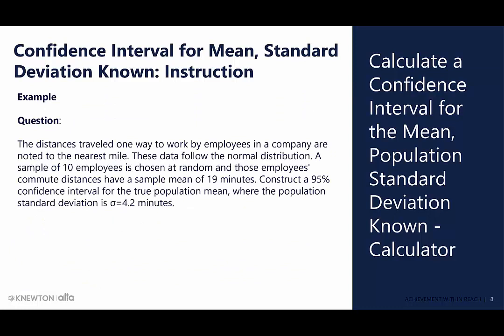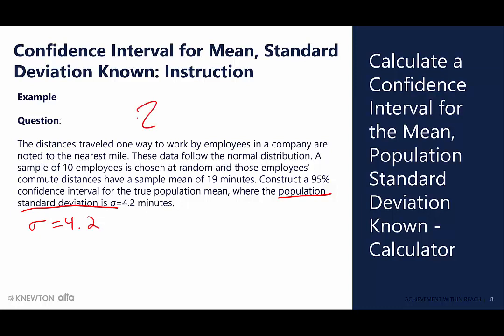All right, let's do a quick example here. The distances traveled one way to work by employees in a company are noted to the nearest mile. These data follow the normal distribution. A sample of 10 employees is chosen at random, and those employees' commute distances have a sample mean of 19 minutes. Construct a 95% confidence interval for the true population mean where the population standard deviation is 4.2 minutes. The key here is that we know the population standard deviation. We know sigma is equal to 4.2.